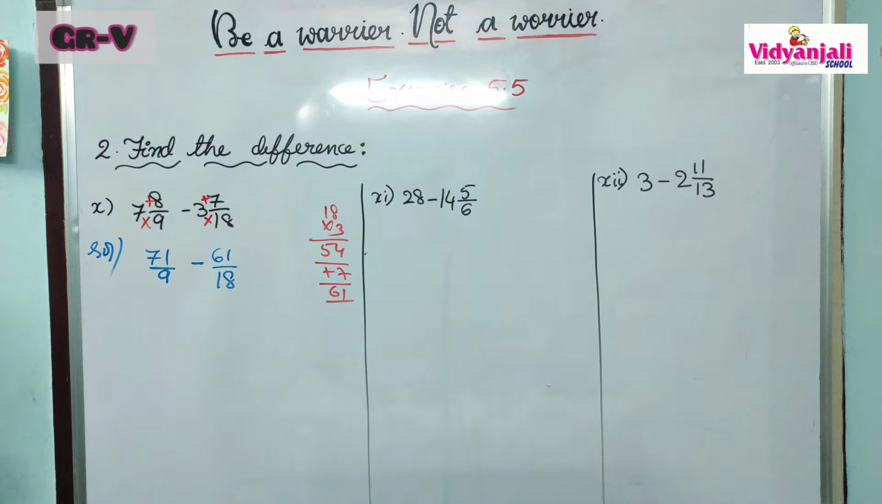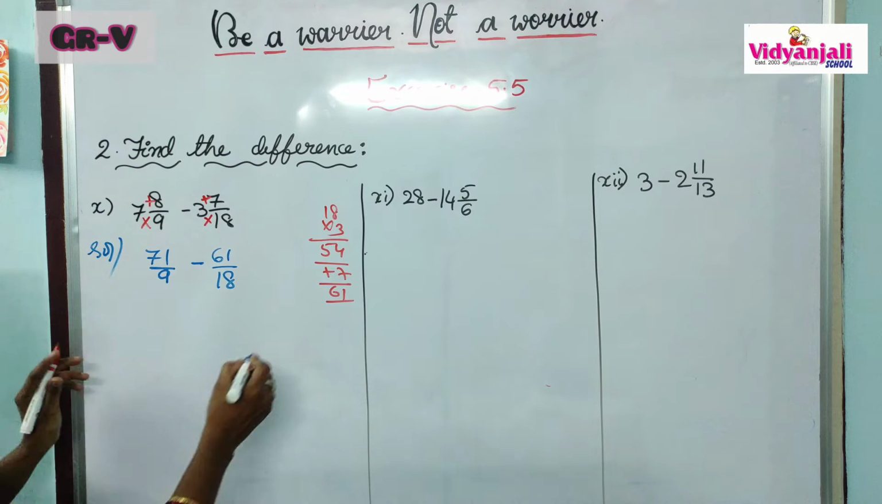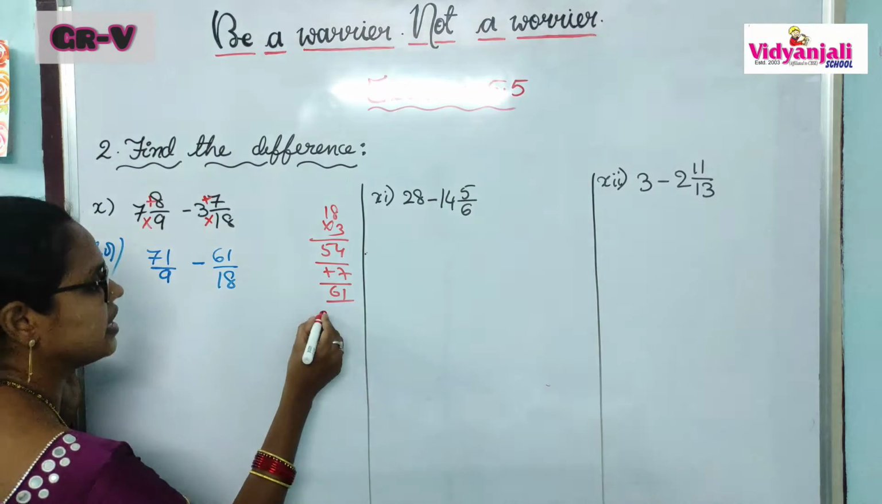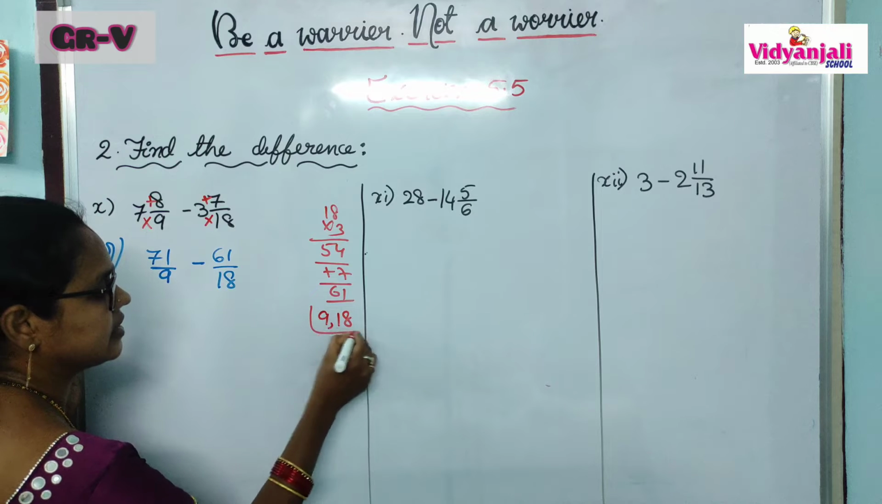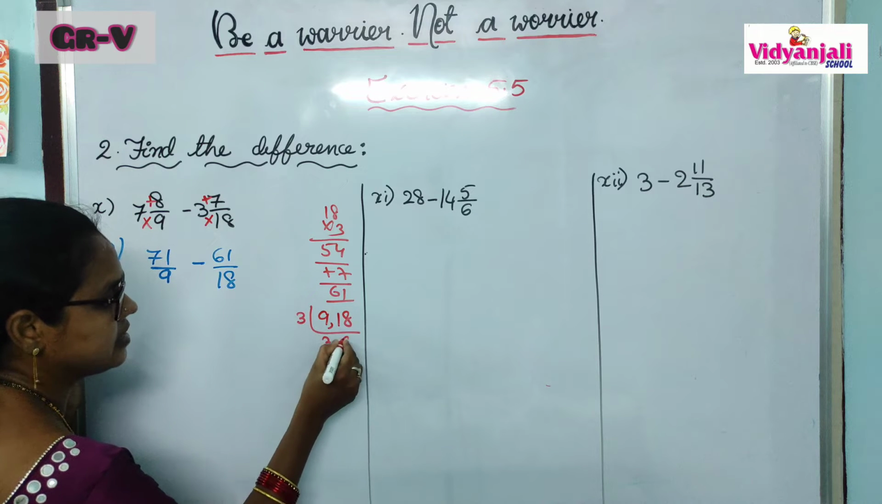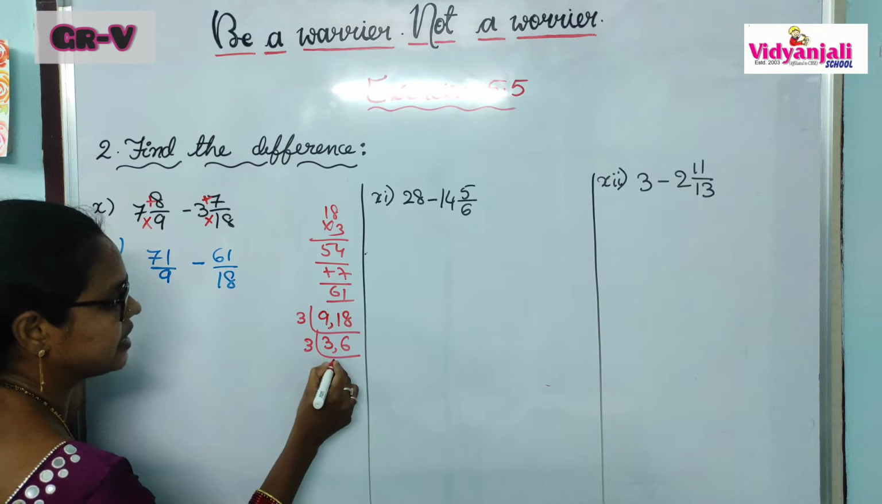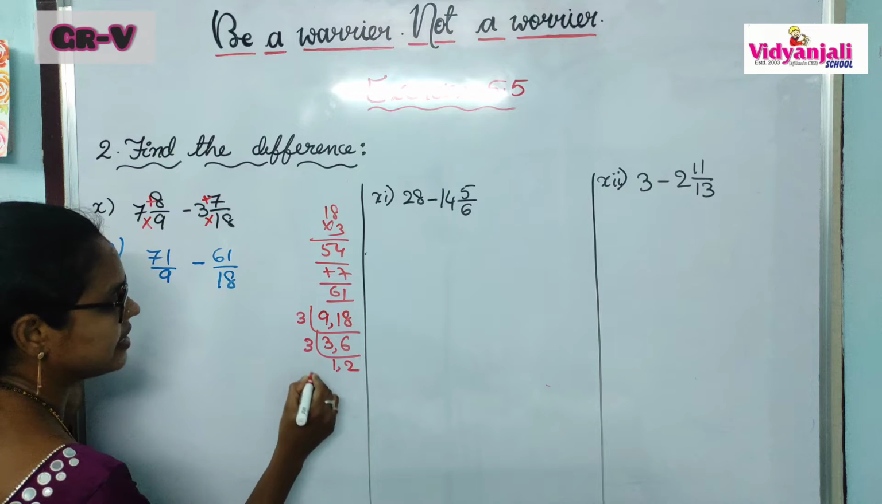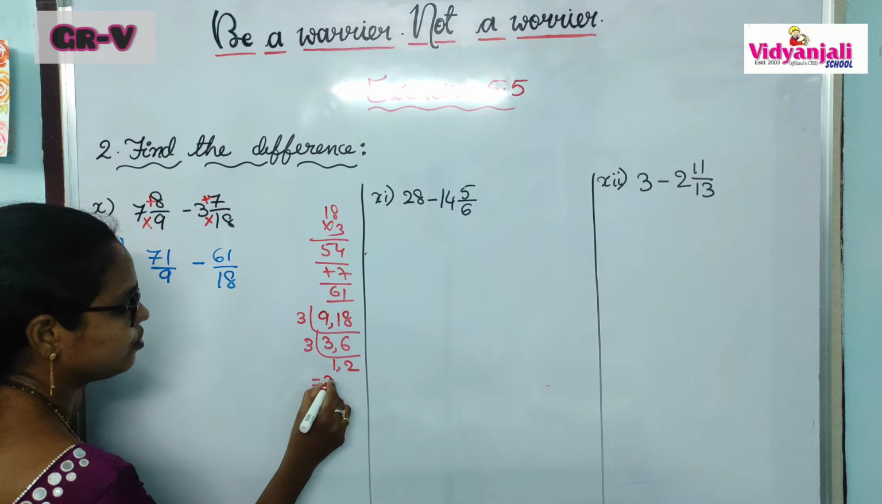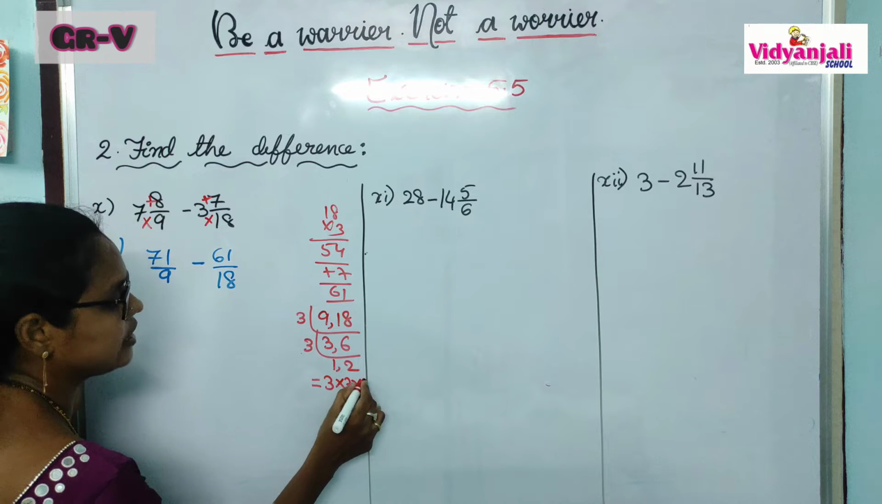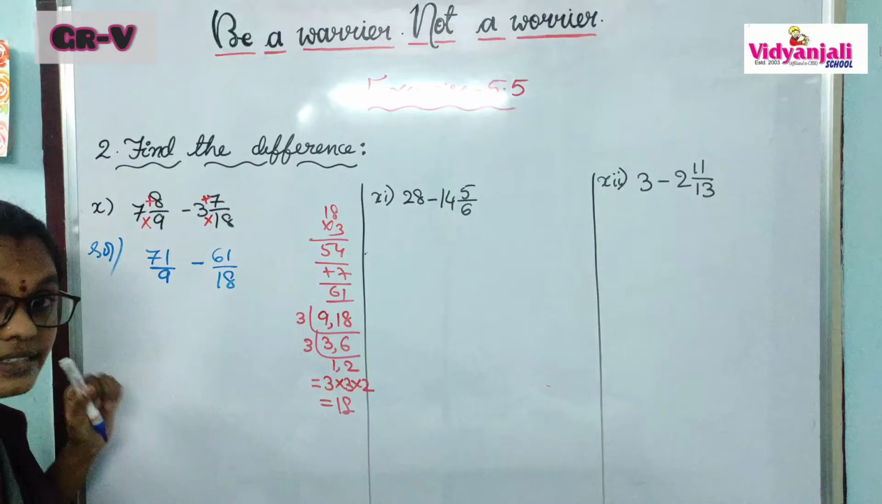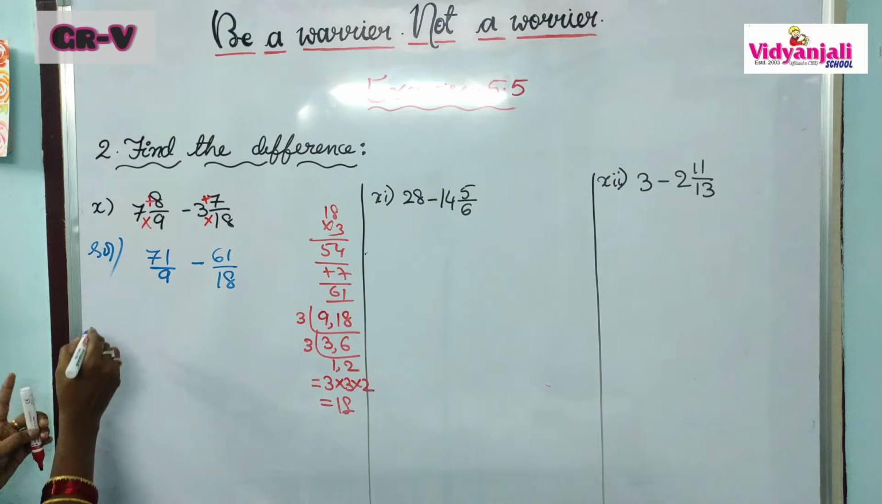Are they like or unlike? Unlike. So, what to do? Find the LCM of 9 and 18. Let us find the LCM of 9, 18. 3 table, 3 3s are 9, 3 6s are 18 again. 3 table, 3 1s are 3, 3 2s are 6. So, what is LCM? 3 into 3 into 2. 3 3s are 9. 9 2s are 18. What is the LCM, children? 18 is the LCM. Right?